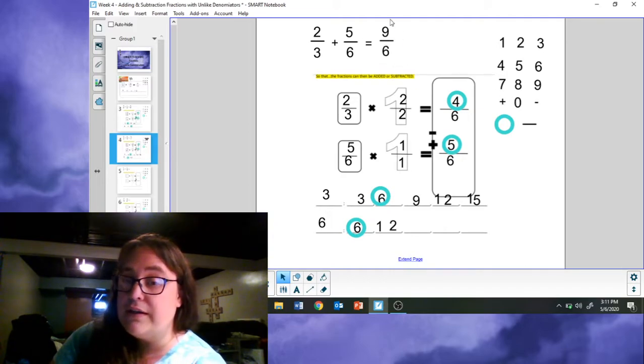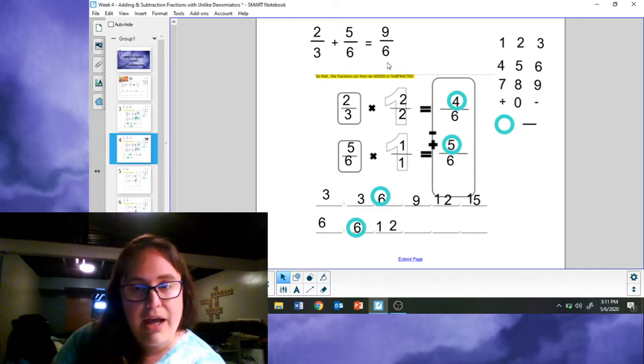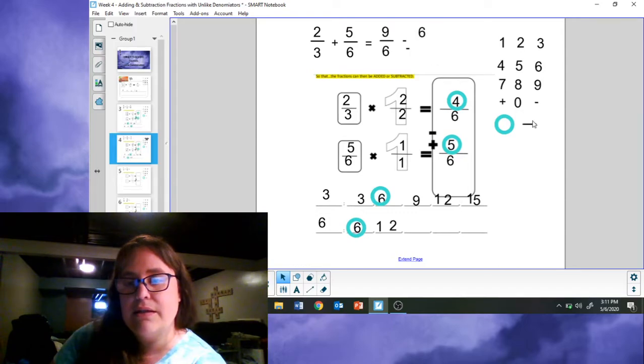Now I could leave it like this, but I also notice that this is an improper fraction. So I'm going to go ahead and remind you to do a little bit of work like this. 9/6. What would it take to make 1 whole? Oh yeah. 6 over 6 equals 1 whole.